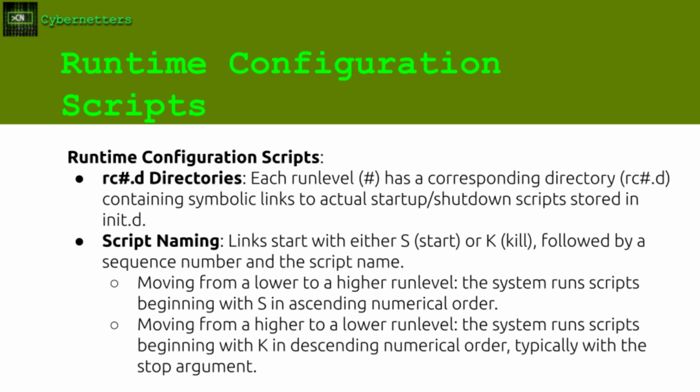S stands for start. When moving up to a higher run level, the system runs S scripts in ascending numerical order, like S10network before S20nfs. K stands for kill. When moving down to a lower run level, it runs the K scripts in descending order with the argument stop, which ensures the services are shut down gracefully. This mechanism helps SysV Init manage which services should start or stop at each run level. Modern systems usually use systemd, but if you're dealing with older distros, you'll still see these directories in action.